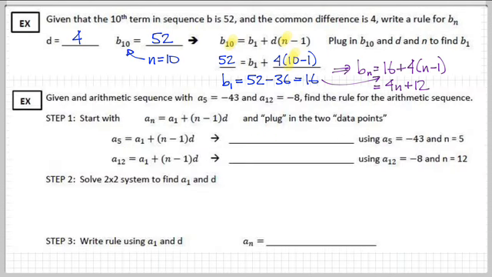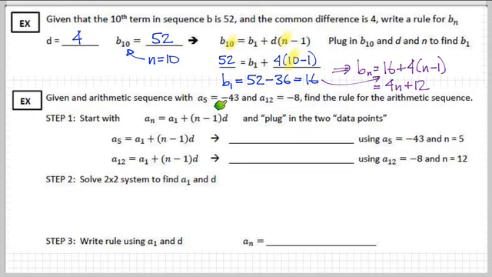Okay. A different kind of problem. Say I have two unknowns. I don't know my first term, and I'm not given my common difference. So if I have two unknowns, I need to have two equations in order to solve those two unknowns. But in this case, it says I have an arithmetic sequence, and I have these two data points.